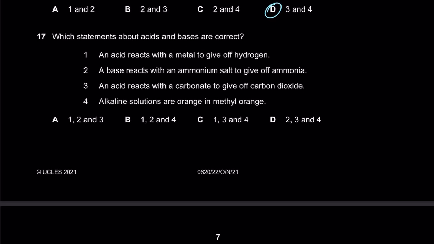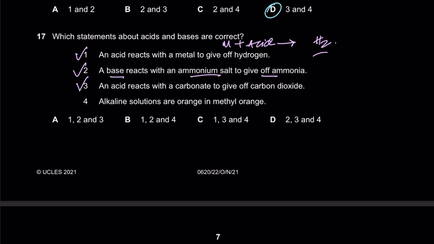An acid reacts with a metal to give off hydrogen. Yes, any metal plus acid gives salt and hydrogen. Right? So that's correct. A base reacts with ammonium salt to give off ammonia. Absolutely they do, because ammonium salts are slightly acidic. So an acid-base reaction takes place. Salt is formed, ammonia gas is formed, and H2O is formed. An acid reacts with carbonate to give off carbon dioxide. That's also correct, because whenever a metal carbonate reacts with an acid, it gives you salt, H2O, and CO2, right?